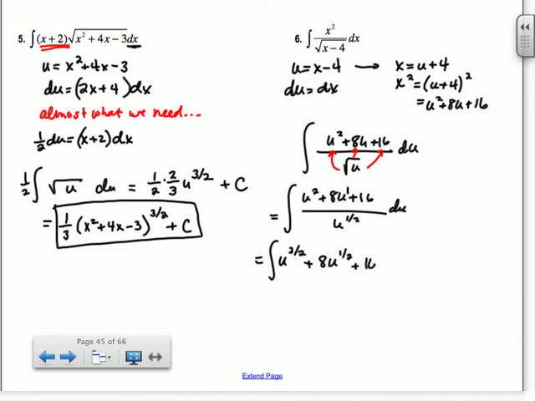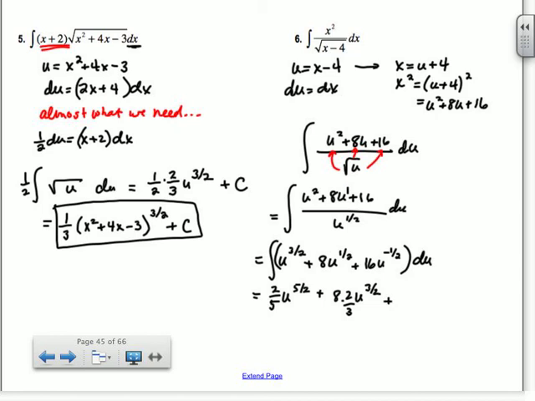All right. Okay, the next one. This one's a little bit harder, so let's kind of talk it through. I think you guys could totally handle this one. You can see what u would be, right? x minus 4. So when you take the derivative, you're not going to get that x squared that you need, right? You're just going to get dx. So what do we do? Yeah, solve in terms of x, plug in.